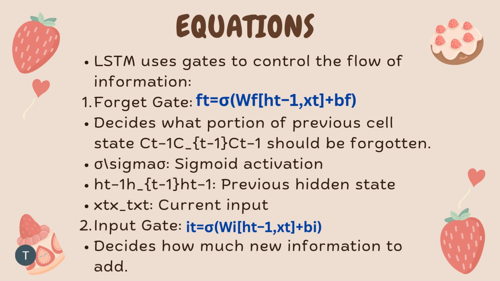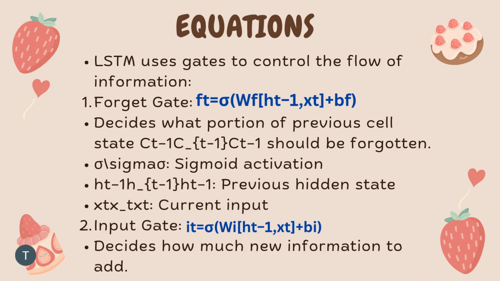Here we are going to know about the forget gate, where we have the equation of the forget gate, denoted by the weight factors and the bias. It decides what portion of the previous cell state should be forgotten. They use the sigmoid activation, and here h_t-1 represents the previous hidden state, and x_t represents the current input.